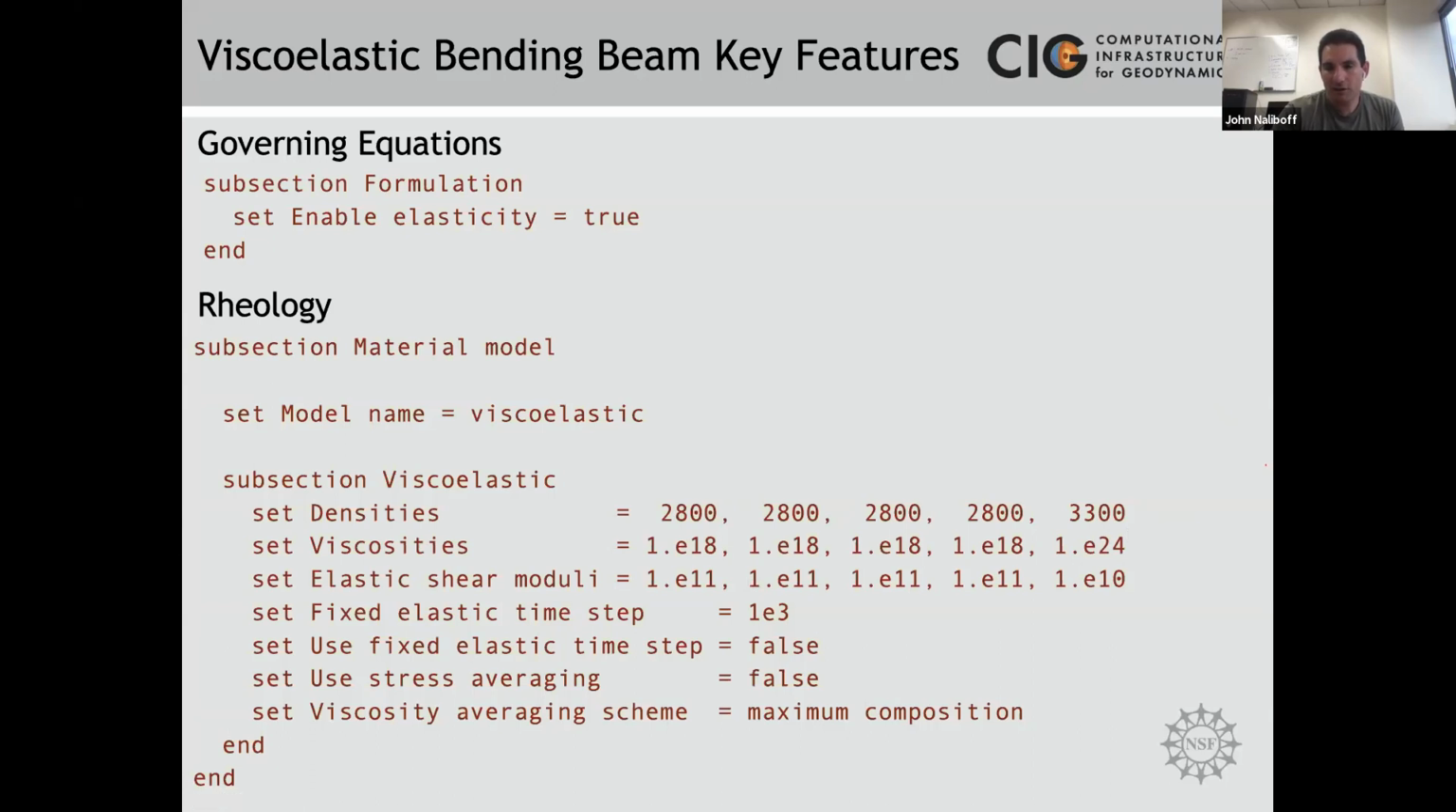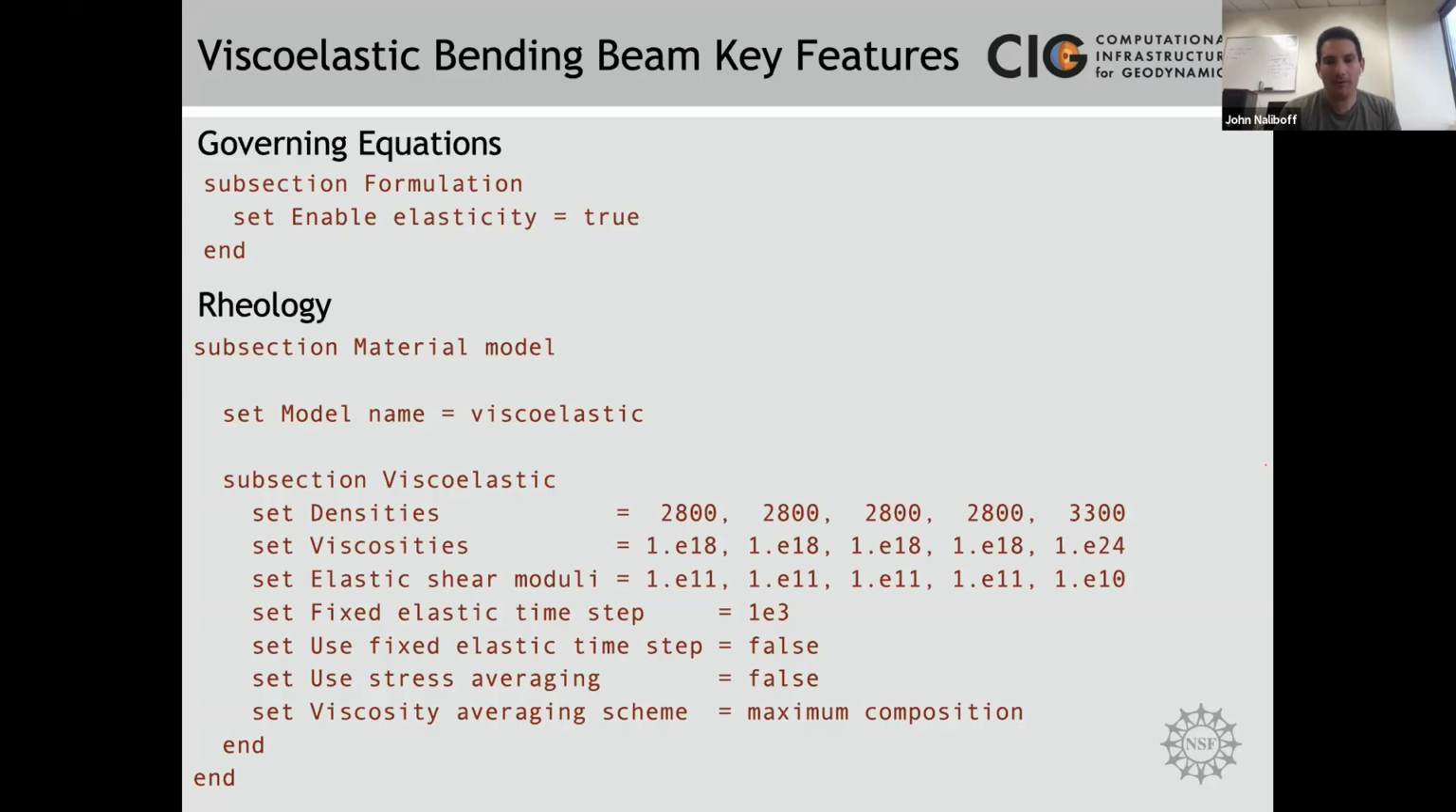That means you need to do an averaging, or the material properties are going to be some sort of average between the background and the beam. And there's different ways of doing that averaging. What we've done here is chosen an option called maximum composition, which means take the largest percentage of material.